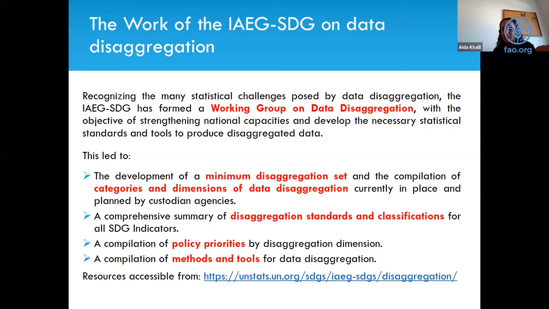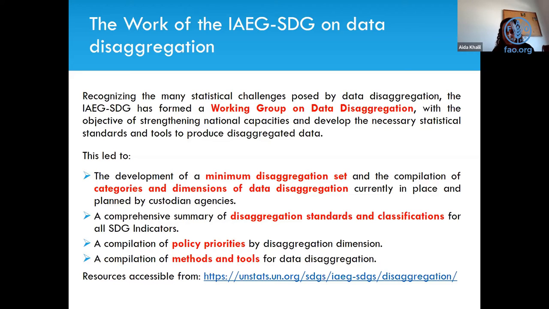Basically, for each SDG indicator, including also 2.3.1 and 2.3.2, the IAEG-SDG and the working group identified the minimum required dimensions for disaggregation, so the mandatory dimensions for disaggregation, and also the future dimensions, those that are not mandatory, meaning that they are not in the name of the indicator or explicitly mentioned by the target, but they would be useful for policy making, so they could also be computed for specific indicators.